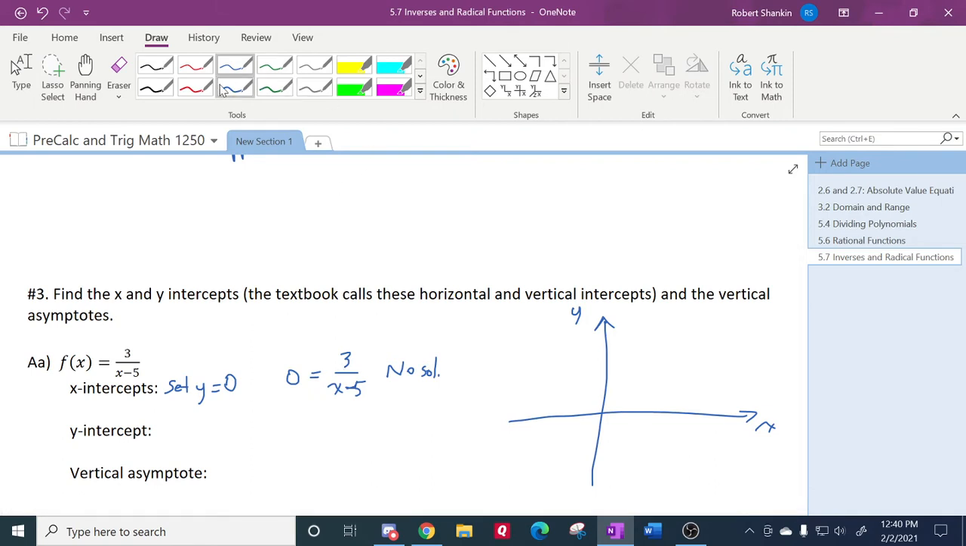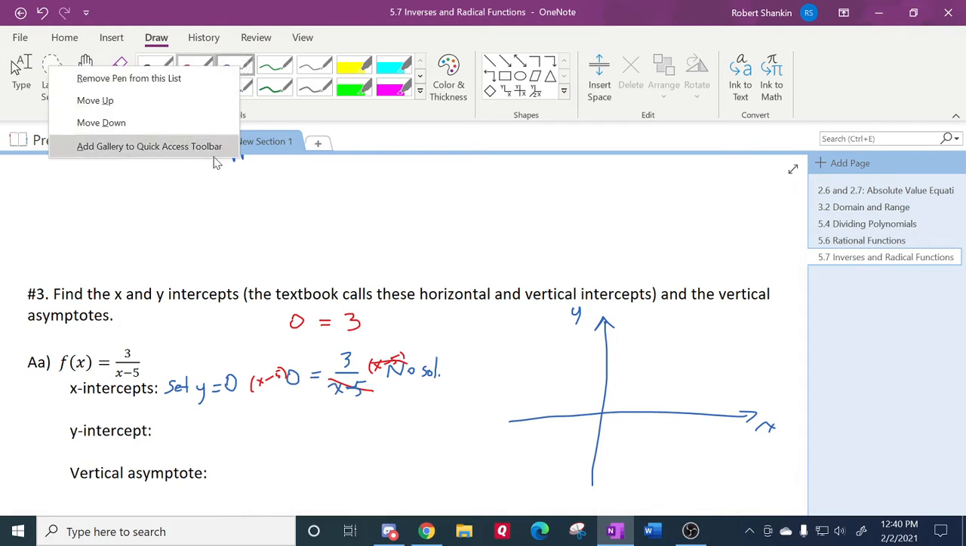The technique you might use is you might try to multiply both sides by x minus 5. These would cancel, and you would get 0 on the left and 3 on the right, which is a nonsense equation. 0 does not equal 3, because anything times 0 is 0. And that also is an indication that there's no solution. Right? And so there's no x-intercepts.